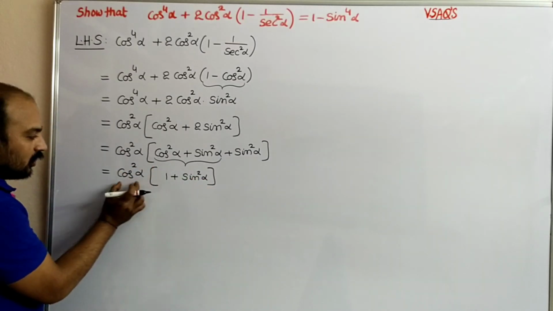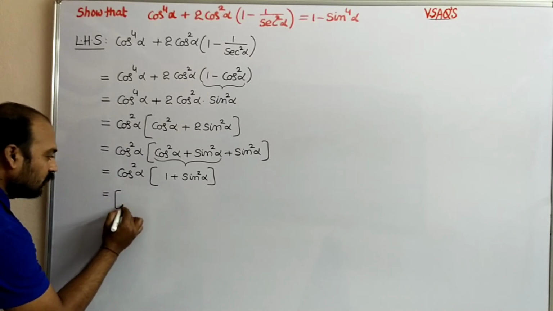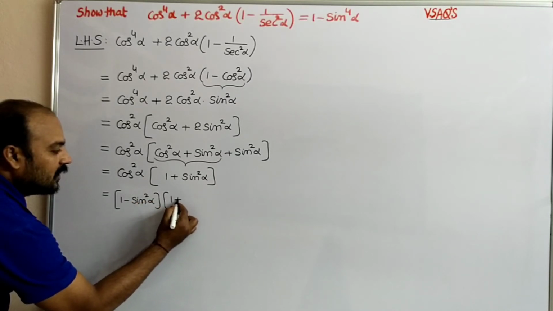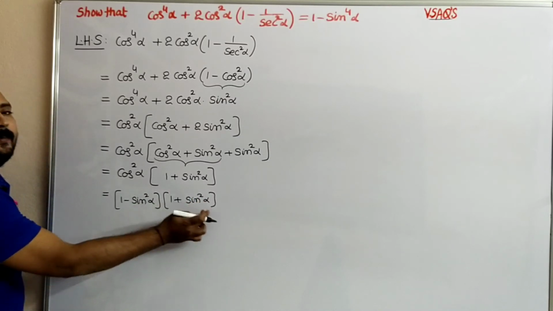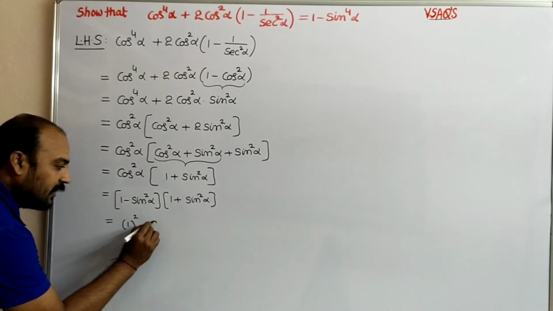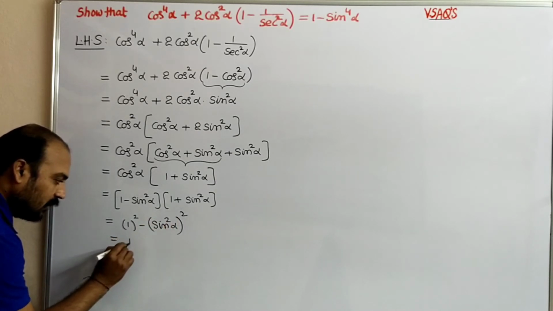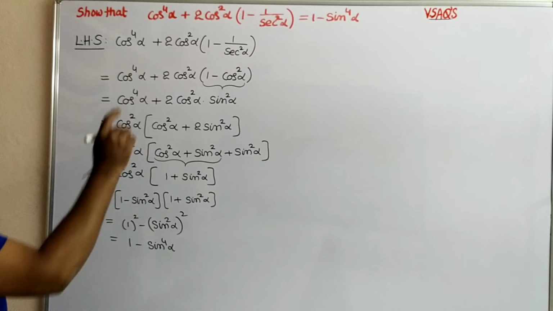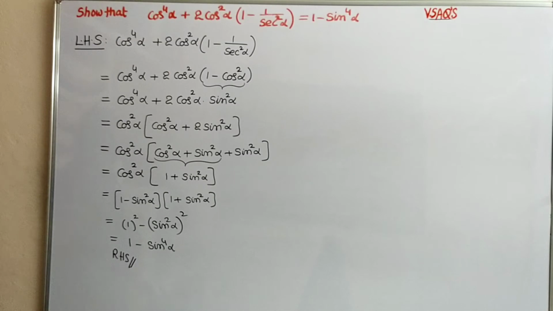Again, cos square alpha can be written as 1 minus sine square alpha, which is equal to 1 minus sine square alpha into 1 plus sine square alpha, which is in the form of a minus b into a plus b, a square minus b square, which is equal to 1 square minus sine square alpha whole square. So which is equal to 1 minus sine power 4 alpha, which is the required RHS. Hence proved.